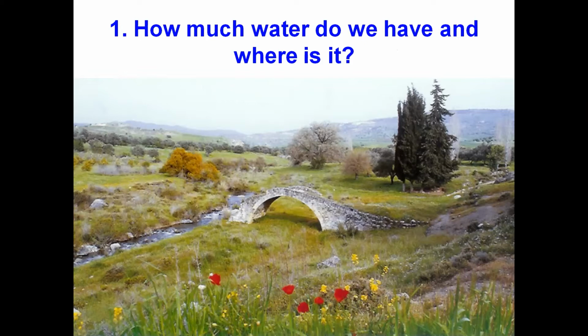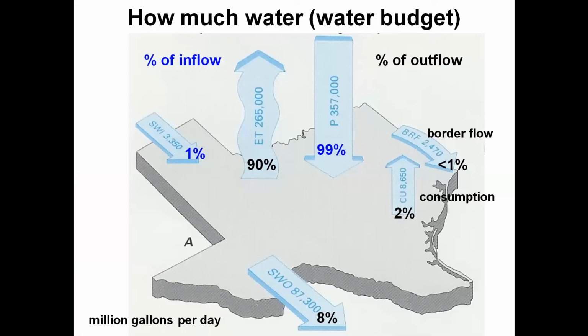This is a picture of an old bridge. I think this was taken in Ireland. A friend of mine sent me this years ago that shows a bridge, but the stream is over here. I had one student years ago jokingly ask me, did an Aggie build a bridge and miss the water? But I don't think that's the case. A lot of streams move around. They don't stay in the same place. So streams can move.